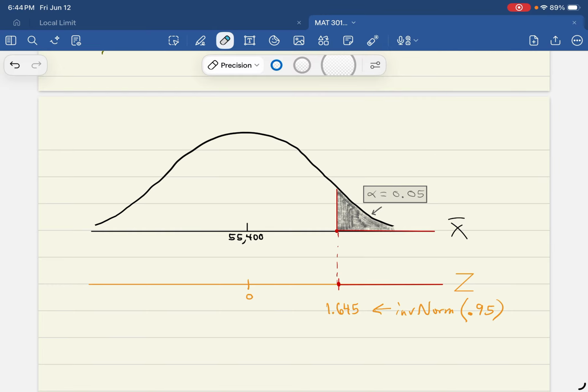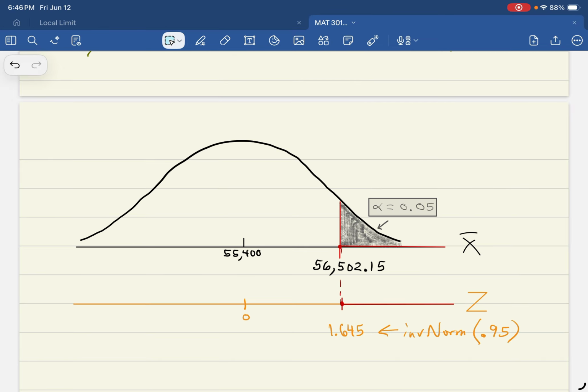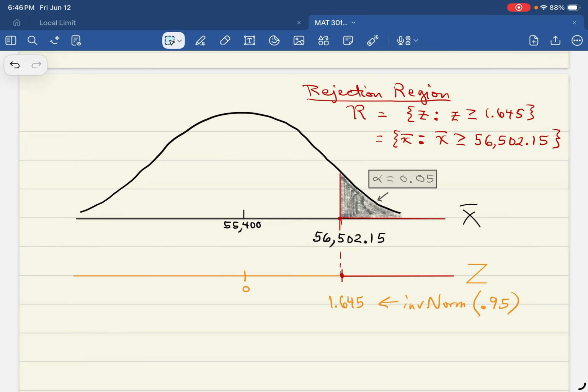And now let's translate that in terms of x bar. So now this allows us to specify the rejection region. If we observe a z value that is greater than or equal to 1.645, or equivalently an x bar that is greater than or equal to $56,502.15, then our decision will be to reject the null hypothesis. And this makes sense since this is a right-tailed test, because observations over here to the far right correspond to sample means that are high enough above 55,400 that we have statistically significant evidence to support the alternative hypothesis.